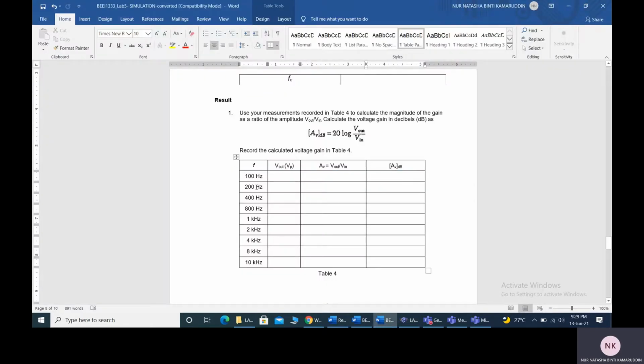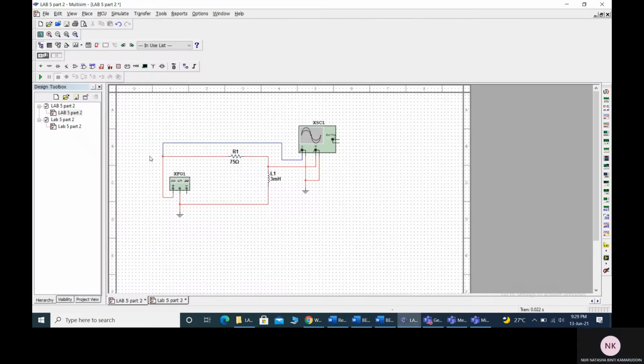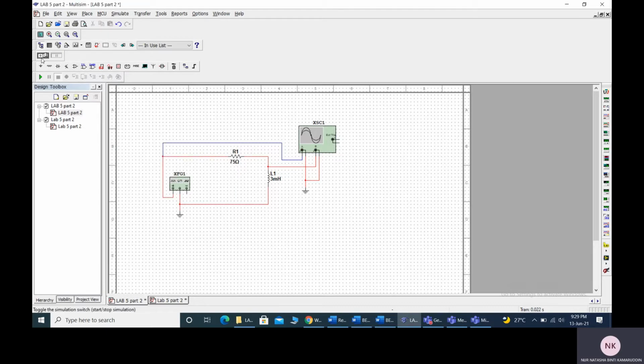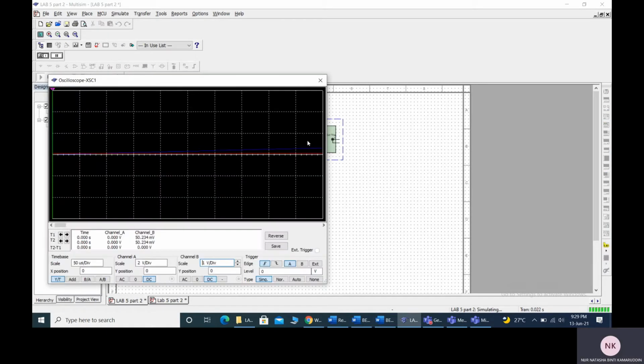First, we take 100 hertz, and the amplitude is 2 volt peak. After that, I will run the circuit. I will change the time base scale, which is 5 ms. Channel A scale is 2 volt and channel B is 50 millivolt.